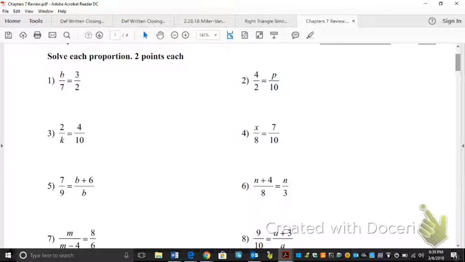So number one, these are all proportions, this first set. And so what we're going to do for all the proportions is use the cross product property of proportions. Cross product property.